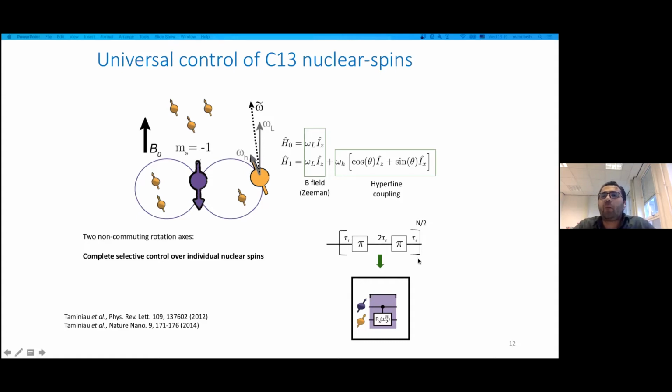So basically, if we would apply a dynamical decoupling sequence and choose the time between these pulses to be in resonance with one of these nuclear spins, we perform a controlled rotation gate, like the one shown here. By choosing the right interpulse delay and number of pulses, we can do a maximally entangling gate between the electron and nuclear spins. And this is what allows us to universally control these nuclear spins.